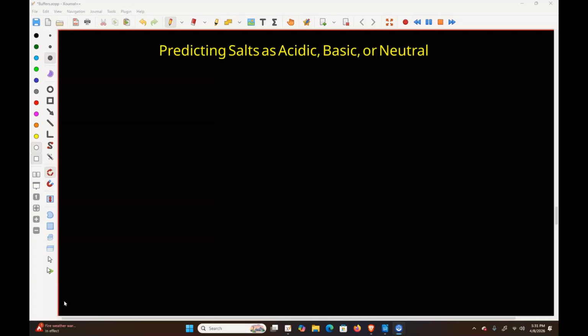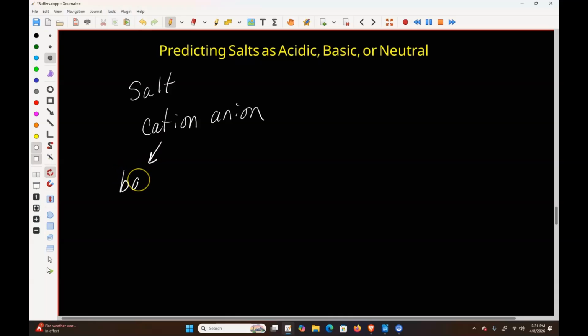Let's predict whether a salt is an acid, base, or neutral. Okay, what is a salt? Well, a salt contains a cation and an anion. The cation comes from the base. The anion comes from the acid, when an acid and base combine to form a salt.